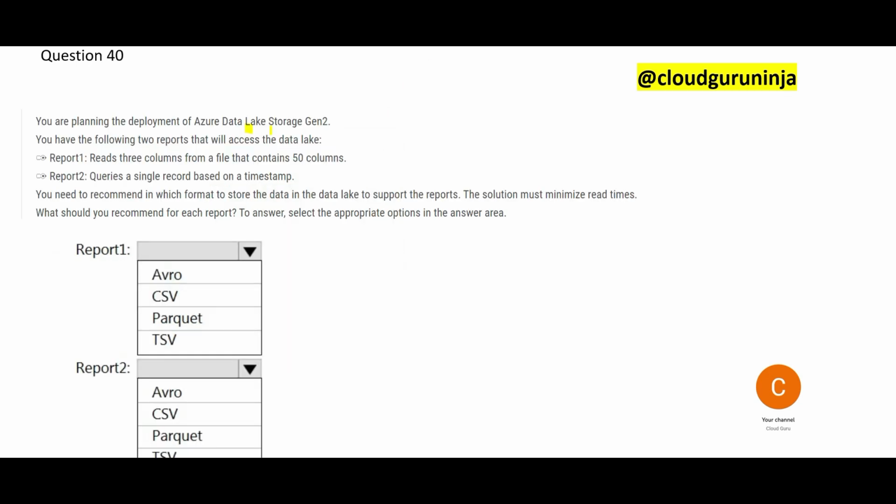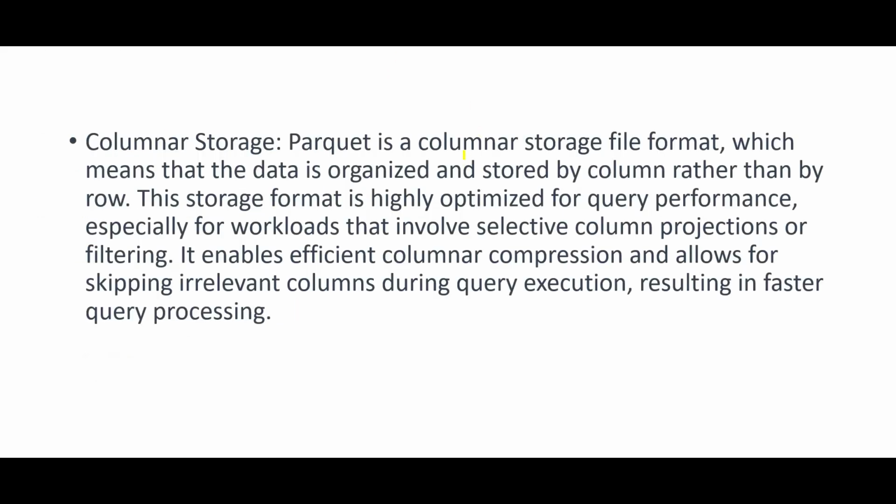Again, a Data Lake Storage question. These are the 2 options. Report 1 reads 3 columns from a file that contains 50 columns. Okay, and report 2 queries a single record. So for report 1, we should use Parquet whenever we have such requirements. Reading 3 columns from a file of 50 columns, Parquet is fastest. It stores the data in columnar format, which means data is organized and stored by column. That is why picking 3 columns would be easier.